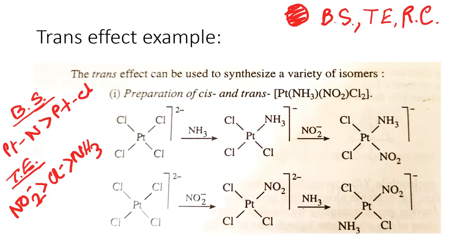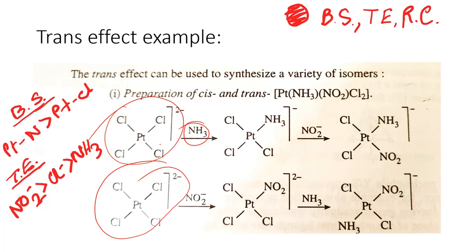Okay, now we'll again move to another example. So here you are going to prepare cis and trans platinum NH3 NO2 Cl2. Okay, so here now again the structure is symmetric, here also the structure is symmetric. So now the trans effect will not play the role in the first step. So when ammonia is going to be added, definitely we will consider either the bond strength or reaction condition.